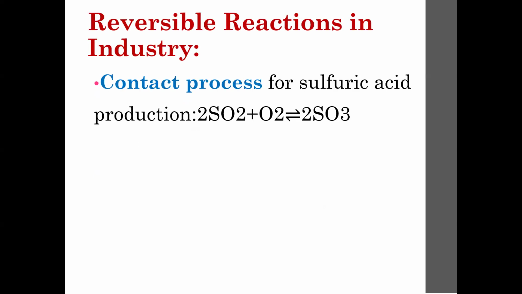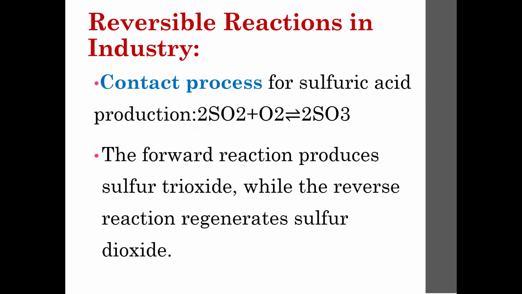The contact process. This is for sulfuric acid production. Sulfur dioxide reacts with oxygen to produce sulfur trioxide. So the forward reaction produces sulfur trioxide, while the reverse reaction regenerates the sulfur dioxide. Okay, so this is what equilibrium means with examples.